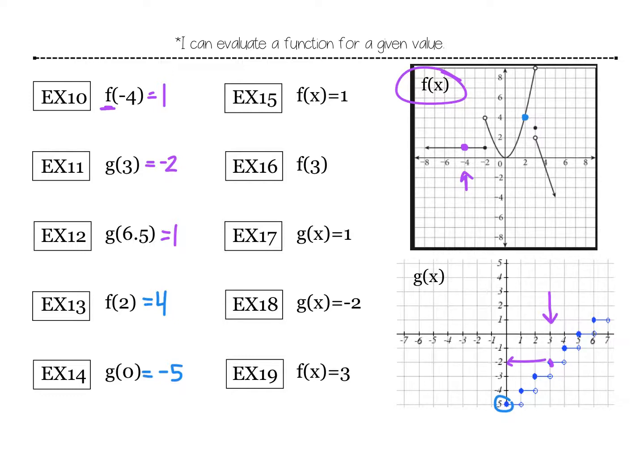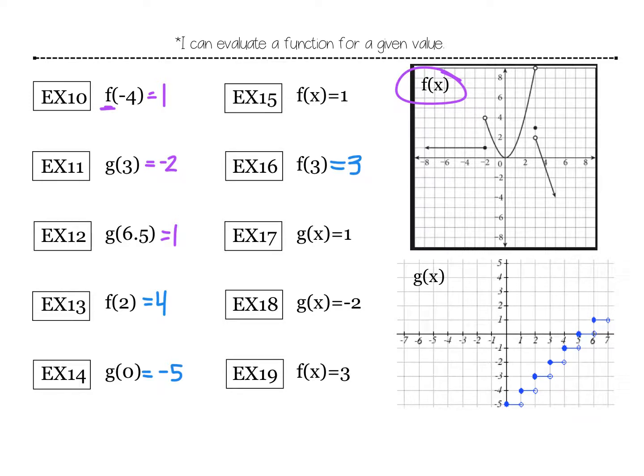So f of 3. I like this one because it's a little bit confusing. If you notice, when I look at f of 3, so it's when the x value is 3, I've got this, and I've got this. Those are all points that are on that 3 value. But if you remember, open circle means it's not part of the solution. Closed circle means it is. So that is the point 3, 3. So the output is 3 when the input is 3 because we're talking about this closed circle right here.